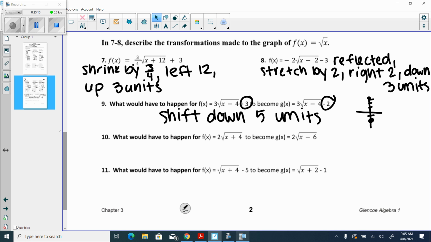Okay. On number 10, what's the difference between these 2? The left and right shift, right? And how much did you say we would need to move? 10 units to the right. Good.